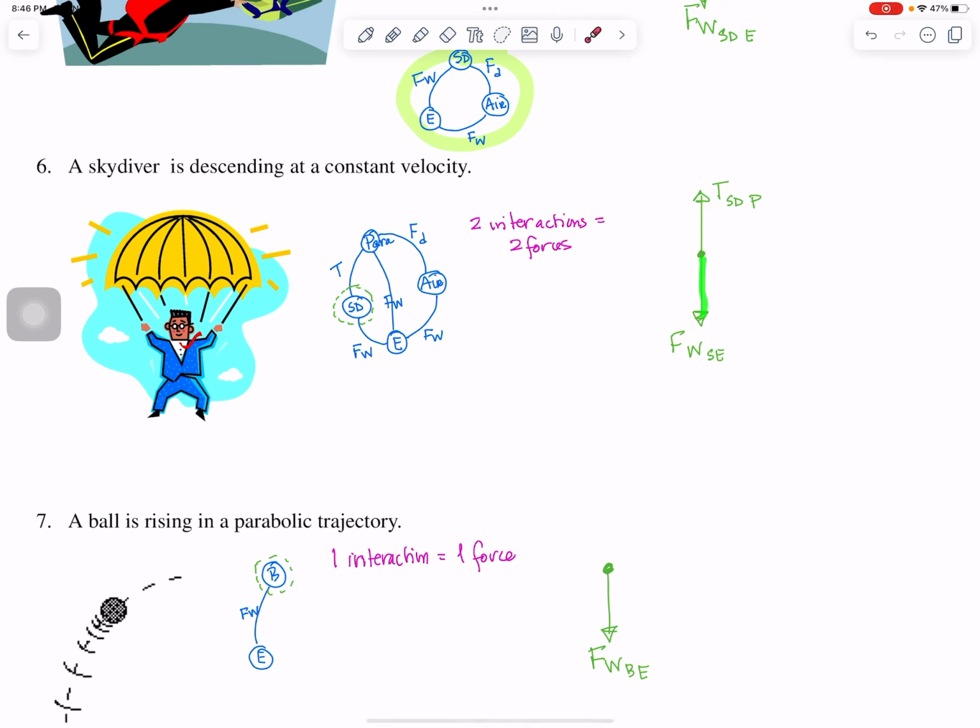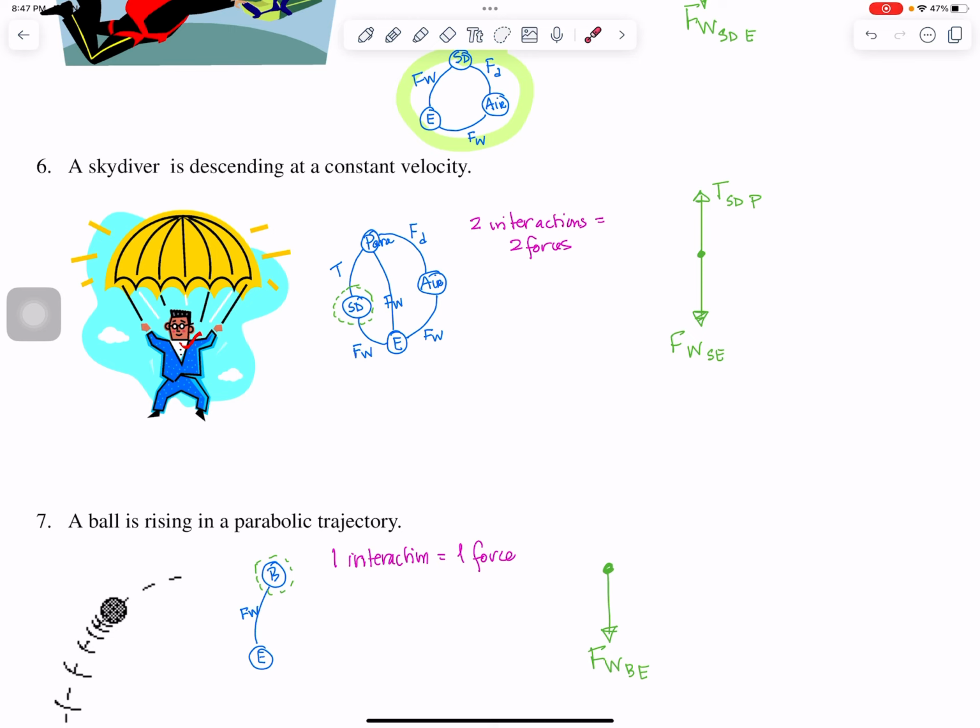Weight going down, weight force on the skydiver by the earth. Tension force: because I'm going at constant velocity, there's no change in motion, so my net force has to be 0. The size of my downward force has to equal the size of my upward force. This is tension on the skydiver by the parachute.